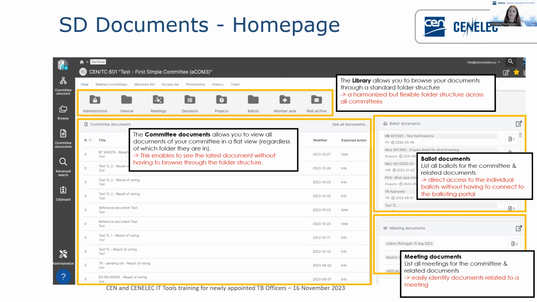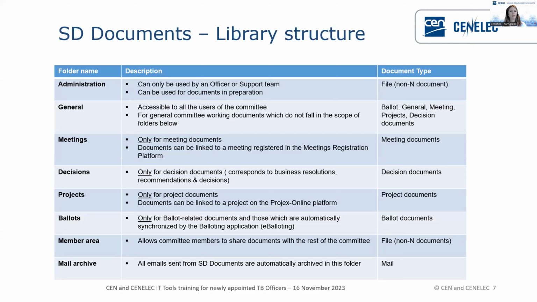This table here, the library structure, provides an overview of the different folders of the library that we just mentioned on the left: general, meetings, decisions, projects, and so on. Then we have a brief description of how to use it and who can use it. On the right, in the third column, you see the document type that you can use for each of these. So don't be surprised if, for example, in the ballot folder, you can't upload a meeting document there. It won't work. That's what this table summarizes here.